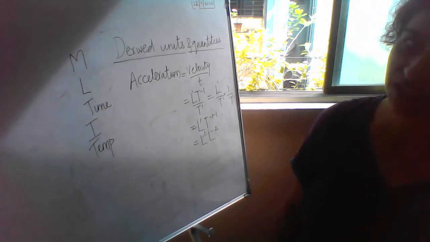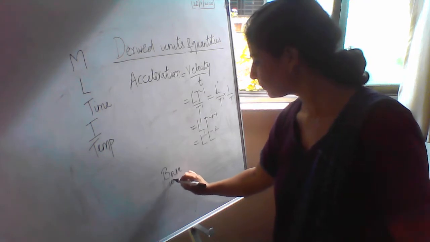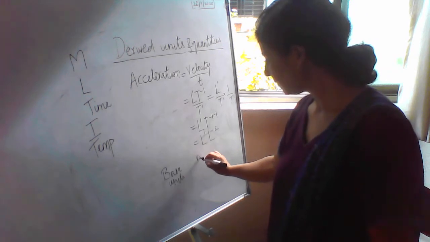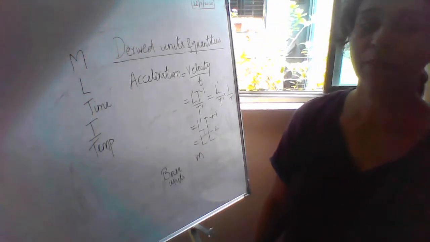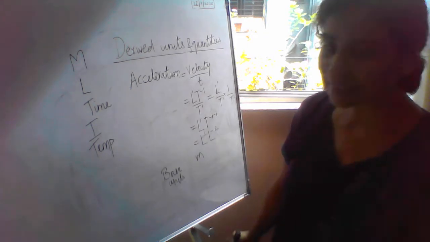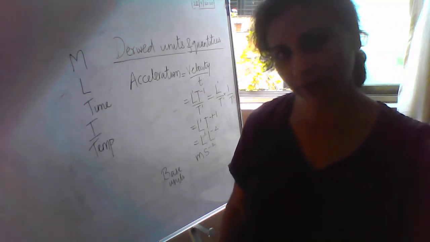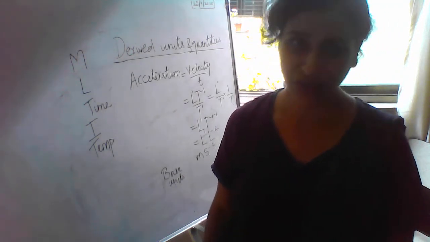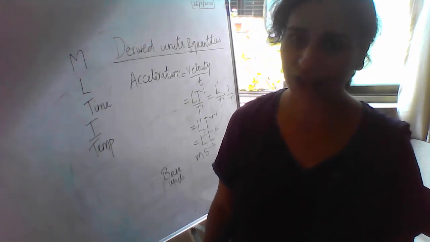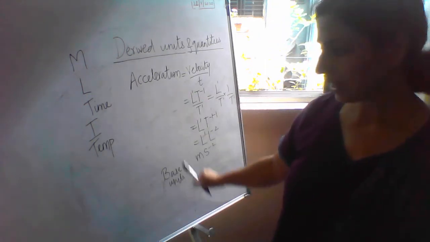Now let us go for the base units. What are the base units? For length it is meter, and for time it is seconds. Seconds raised to minus 2. If you wish to write raised to 1, you can write m raised to 1, but we generally don't mention it. So you got the unit for acceleration to be meter per second square with the help of this. So this is for acceleration.